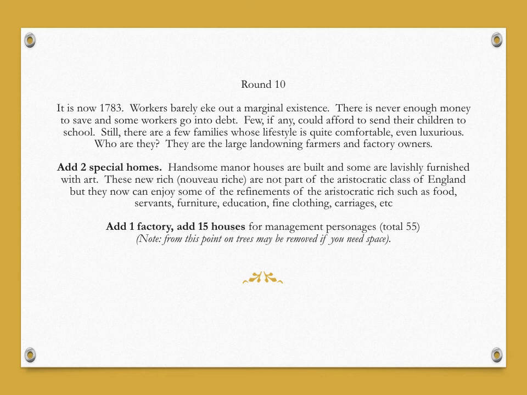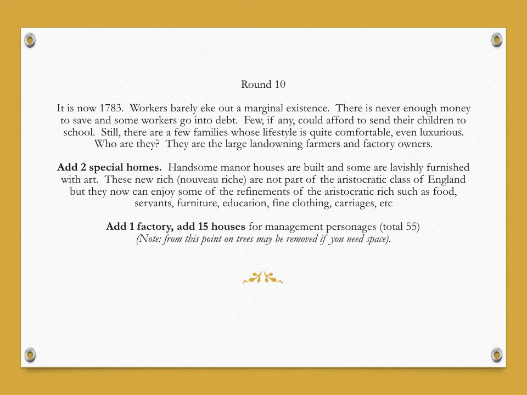It is now 1783. Workers barely eke. The word eke means barely get by. Eke out a marginal existence. They are very, very poor. There is never enough money to save, and some workers go into debt. Few, if any, could afford to send their children to school. Still, there are a few families whose lifestyle is quite comfortable, even luxurious. Who are they? These will be your large landowning families and your factory owners, your capitalists.